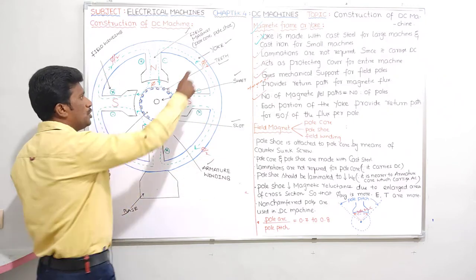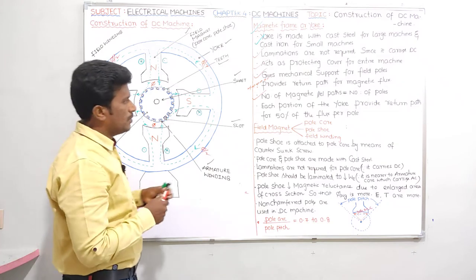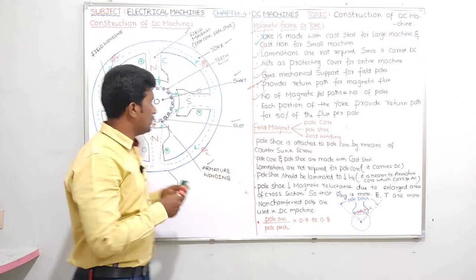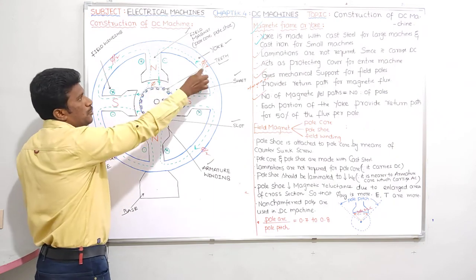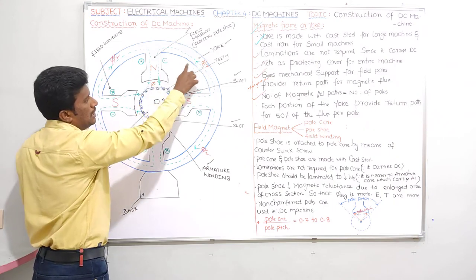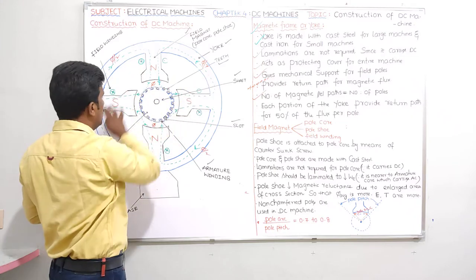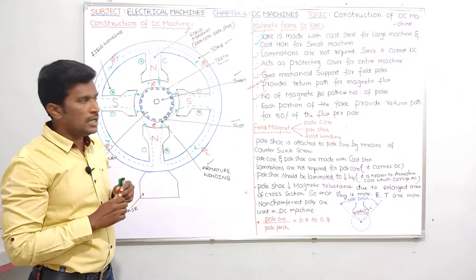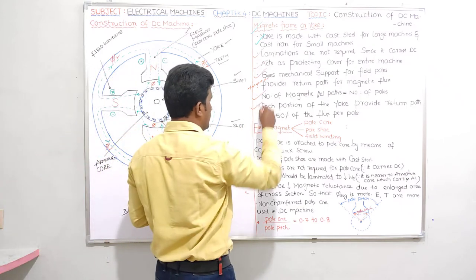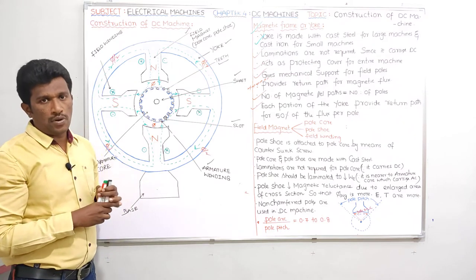Next, this point is already explained. Each portion of the yoke carries 50% of the flux per pole. Suppose under the north pole the average value of flux per pole is pi. This portion carries pi by 2, and this portion carries pi by 2. This point is also very important. This is about the magnetic frame, or I can say yoke.